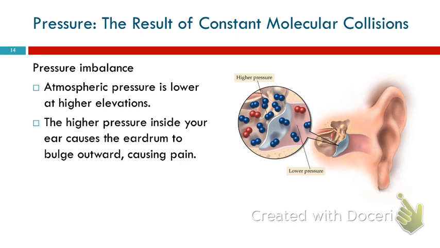Okay, pressure imbalance. If you drive up the hill to Grant Grove, it's an elevation of 6,000, 7,000 feet, you're going to notice some things going on with your ears. We say our ears pop. They pop as you're going up, and they pop as you're coming down. This can happen on an airplane as well. And it's due to the difference in pressure between your middle ear, your inner ear, and your outer ear.